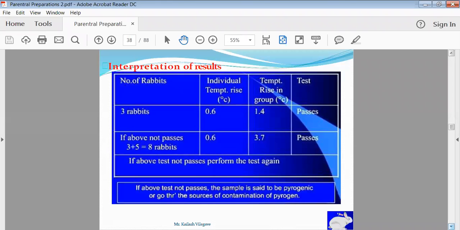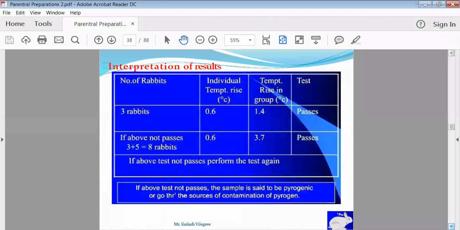Again, I would like to repeat it. Initially, we have to take 3 rabbits for male and 3 for female, meaning a total of 6 rabbits. Then we have to inject the product to be tested, and analyze the increase in the temperature. We have to run this test for about 3 hours. For every 30 minutes we have to check the increase in the temperature.